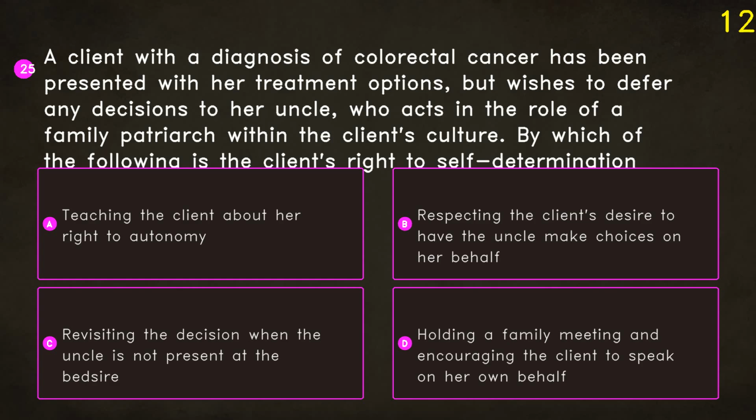A. Teaching the client about her right to autonomy. B. Respecting the client's desire to have the uncle make choices on her behalf. C. Revisiting the decision when the uncle is not present at the bedside. D. Holding a family meeting and encouraging the client to speak on her own behalf.